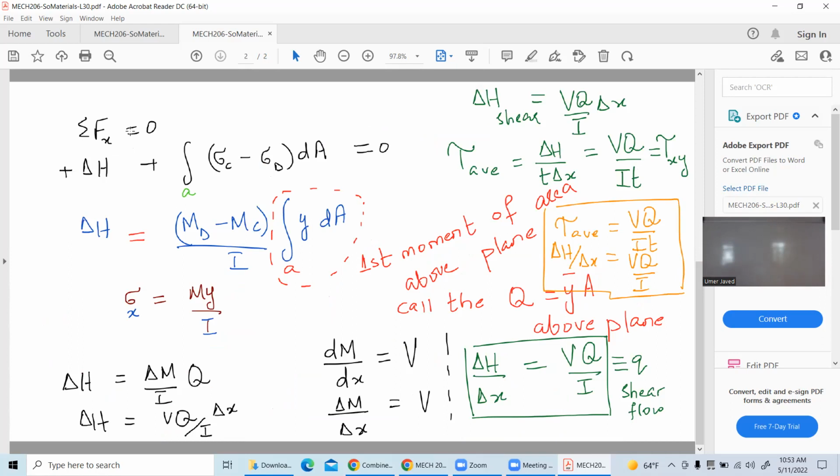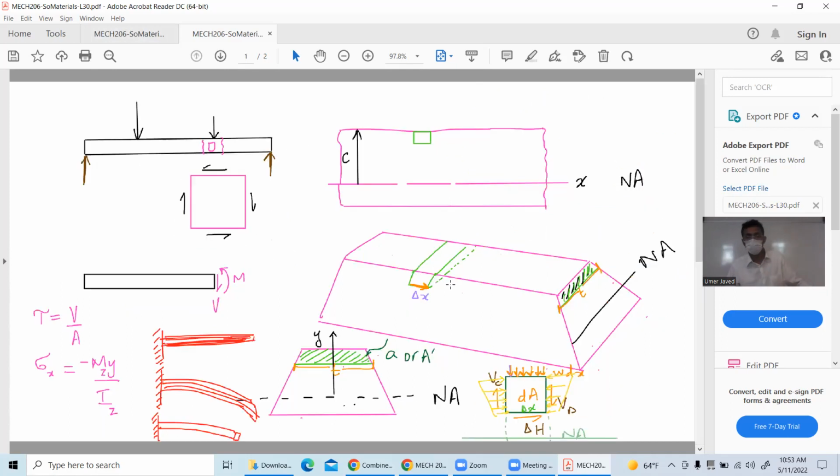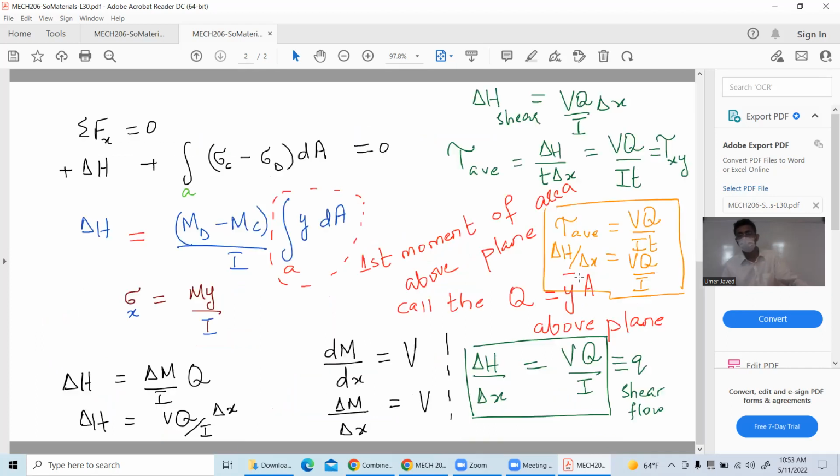Can you repeat what Q was again, please? Q is very confusing. The 90% problem is figuring out Q. Q is the first moment of area above the plane for the section of interest. So for example, if you have glued these two together, then this little chunk, you have to find its Q. Above this plane, the place where it is glued together. So first moment of area above the plane. Q is equal to Y bar A.